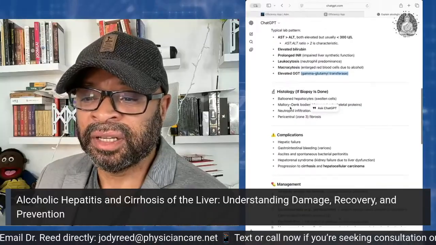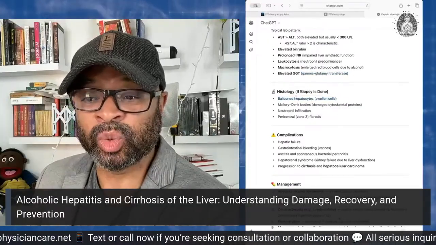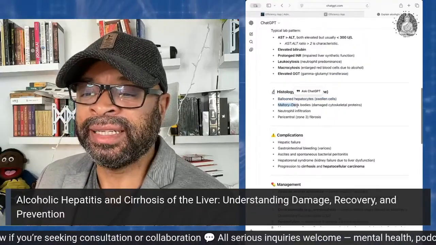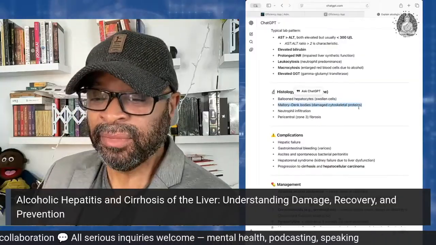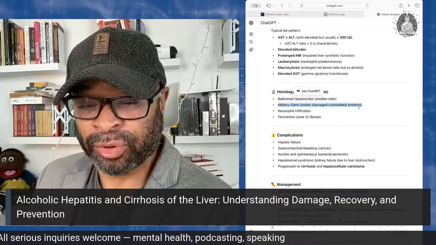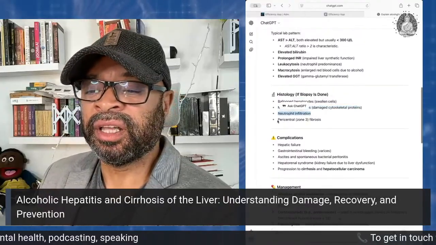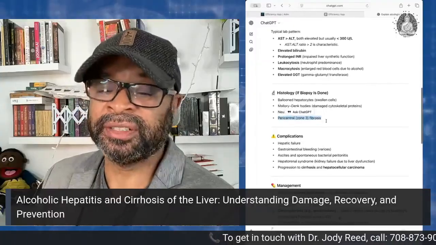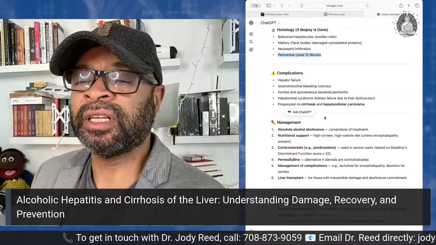The histology. Ballooned hepatocytes, which are swollen cells. Mallory-Denk bodies, damaged cytoskeletal proteins. Neutrophil infiltration and pericentral fibrosis, zone 3 fibrosis. So you have the histological changes.